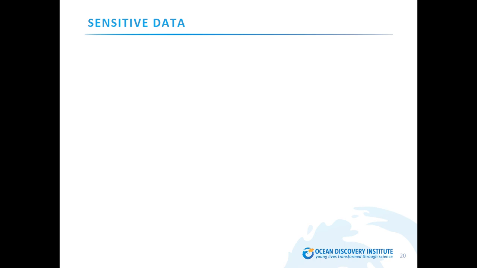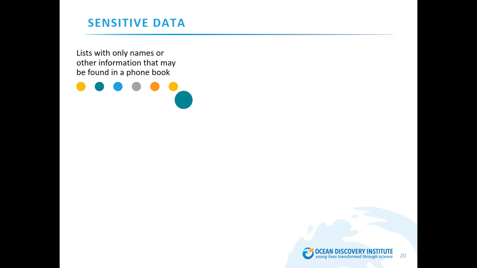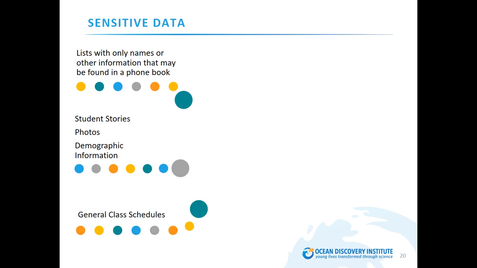Sensitive data we commonly handle at Ocean Discovery includes lists with only names or other information that may be found in the phone book or directory. Such lists, for example, include foundations, corporations, or just first and last name lists that have no other personal or contact information. We commonly hear and repeat our student success stories, and those are considered sensitive. We also take photos and collect demographic information such as gender, race, ethnicity. We maintain general class schedules that show location, teacher, and time. When these classes are not open to the public, we consider them sensitive data.